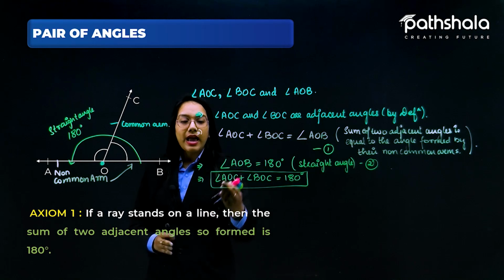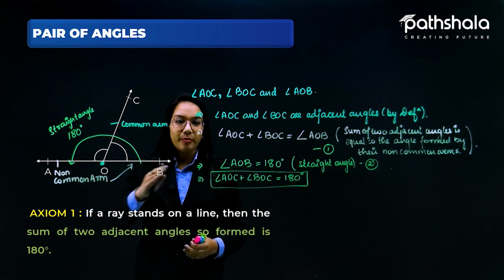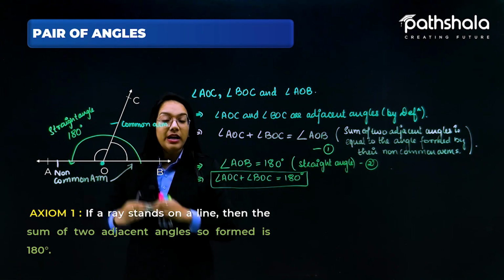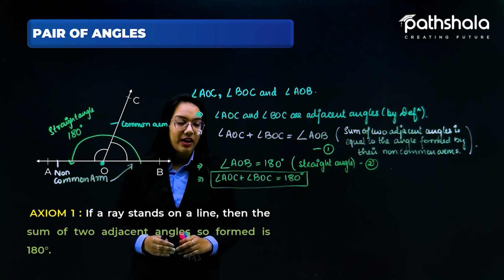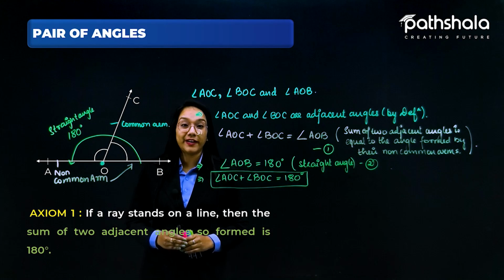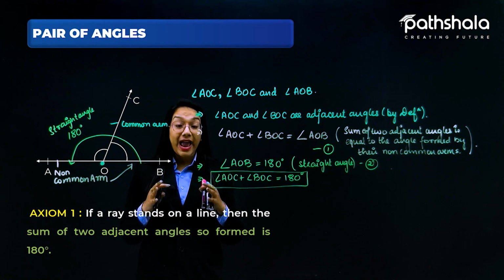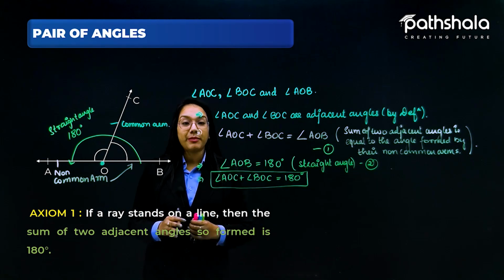You can see that angle AOC plus angle BOC, and this is nothing but a ray which is standing on a particular line, and this leads us to this information that AOC plus BOC is nothing but equal to 180 degrees. So this is a very special axiom which leads us towards some other statements as well.